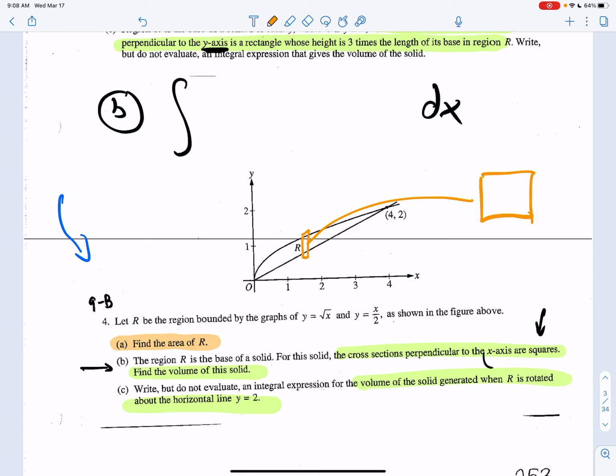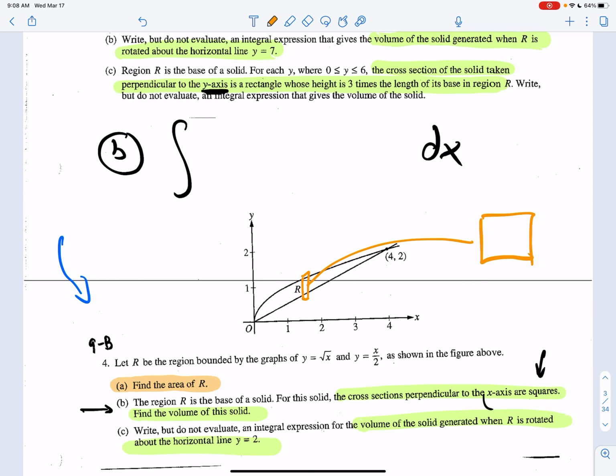So remember, the volume of cross sections is just the area of your cross section. So the cross section here is just the area of your square. Okay, so I'm going to use the area of the square, which is something squared. If it was a triangle, you would use the area of a triangle. If it was a semicircle, you would use the area of a semicircle, okay?